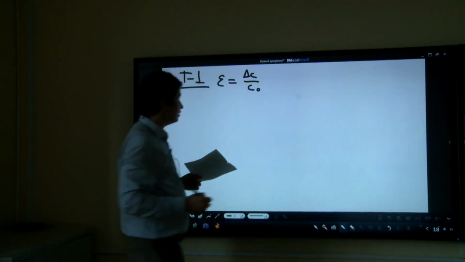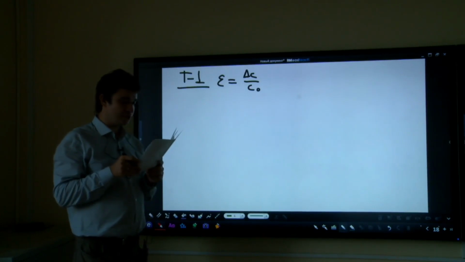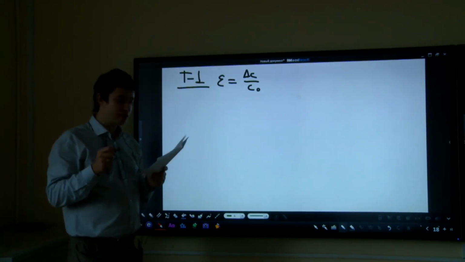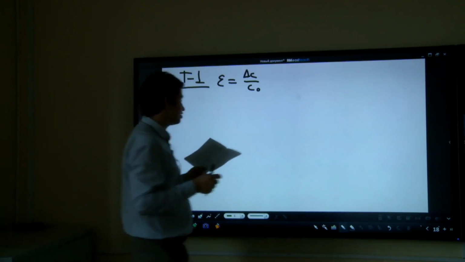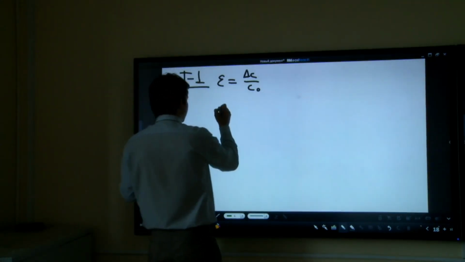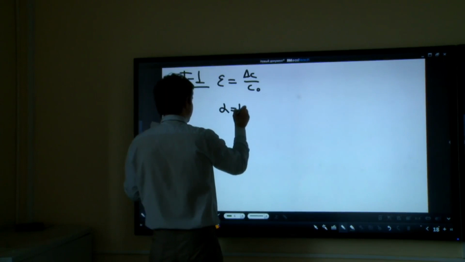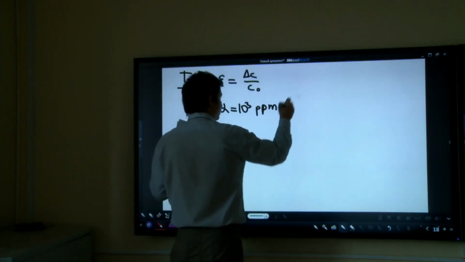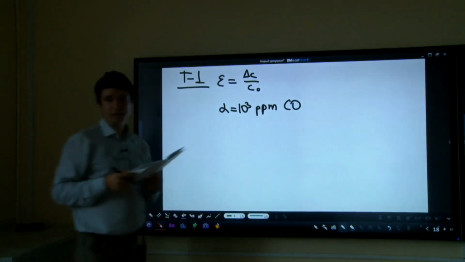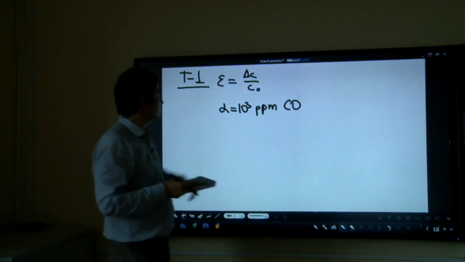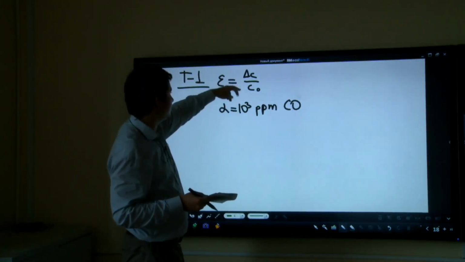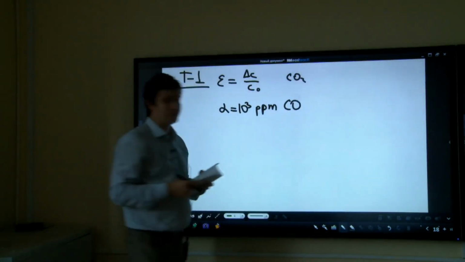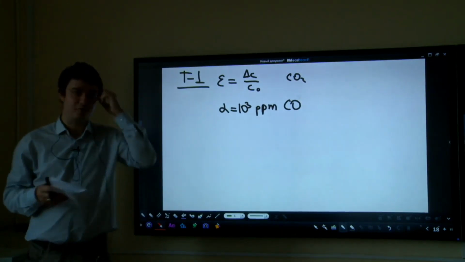And this measurement should be able to catch a small contamination of alpha, which is 10 to the power of 3 ppm of carbon monoxide. So here goes, we have a carbon dioxide with a small mixture of carbon monoxide.